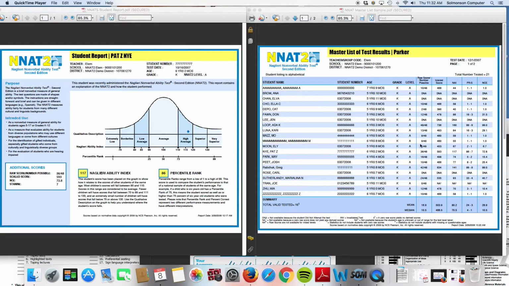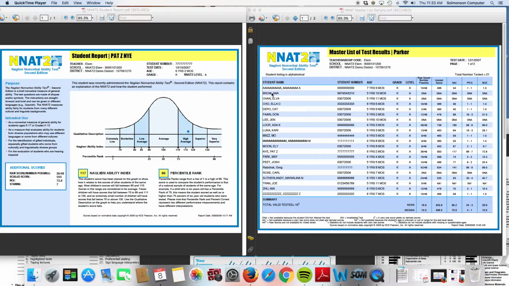Then we jump over here to the other side, and this is a master list of test results for a classroom. So this is a particular teacher's group, or it could be a grade level. A lot of times, not all kids are tested for GT. It kind of depends upon school policy. Sometimes teachers will nominate, parents can nominate. Sometimes they do a universal screening of all students.